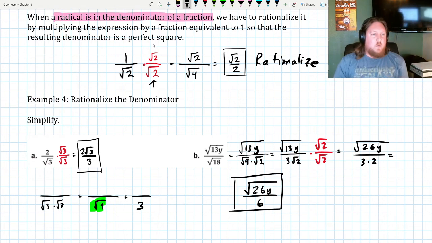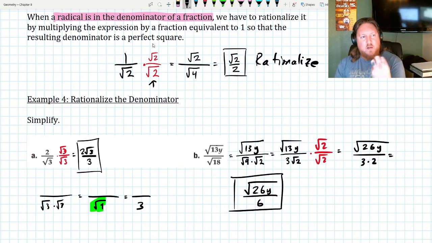I can't take the square root of y, and I can't take the square root of 26 or even reduce it down at all, so that's why I didn't mess with the numerator. But I do have to keep track of how that numerator is changing. I had to multiply 13 by 2 using the product property. But by simplifying that denominator first, I've made it easier on myself.